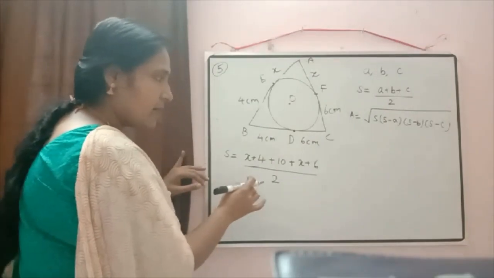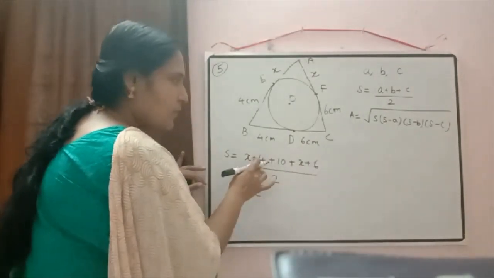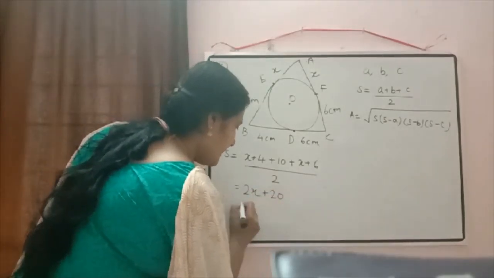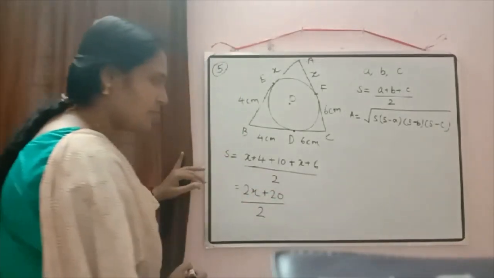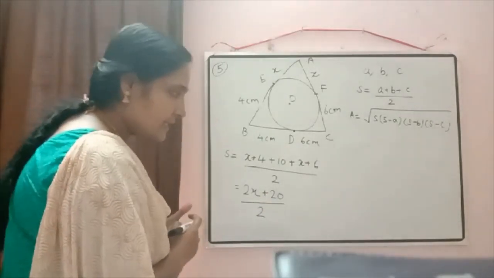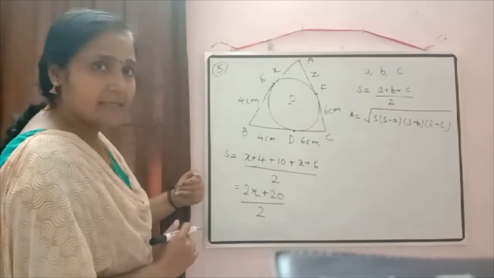So first just add all the numbers there. 6 plus 4, 10. 10 plus 10 will be equal to 20. So we are getting here (2x plus 20) by 2. Again, don't cancel this 20 and 2 there. Cancellation you can do if they are in multiplication.